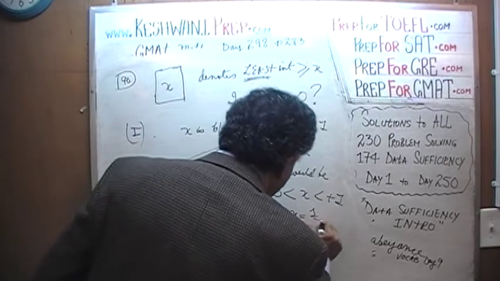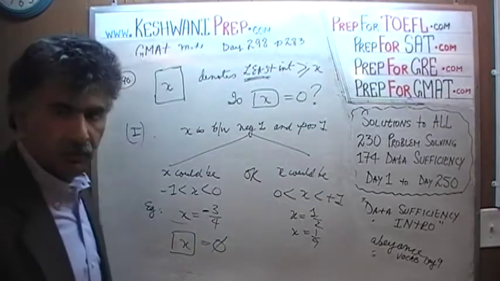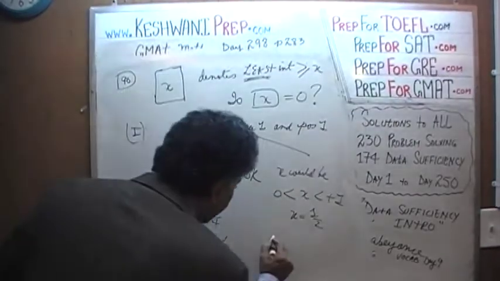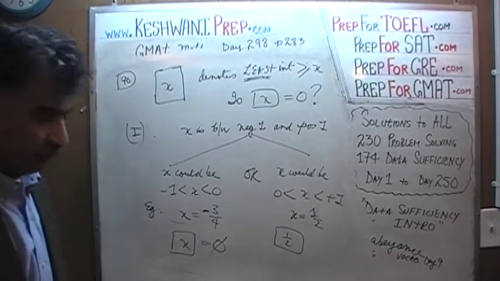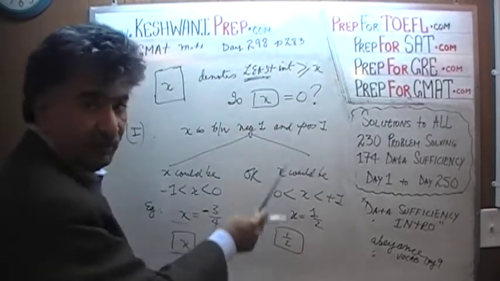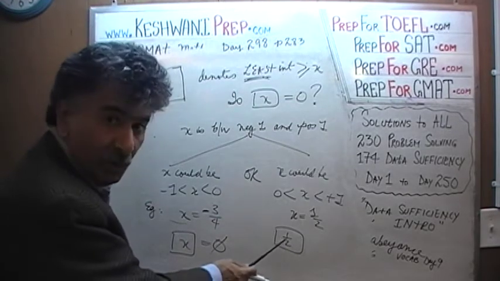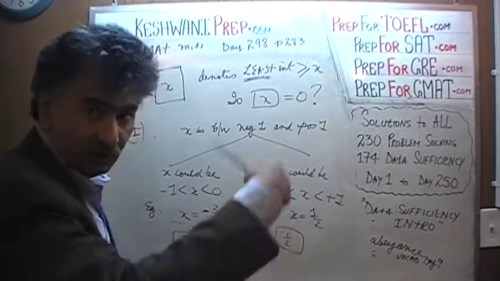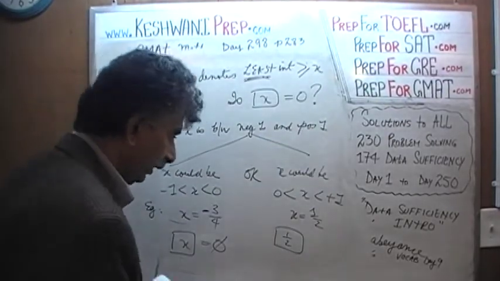But if x happens to be 1/2, let's keep it simple, then the smallest integer, the closest whole number that we can find to 1/2 on the positive side, not on the negative side, because it has to be greater than or equal to, is 1.